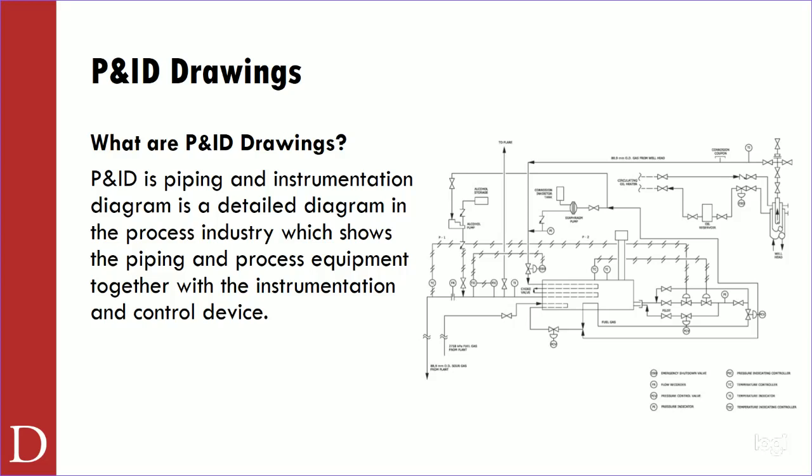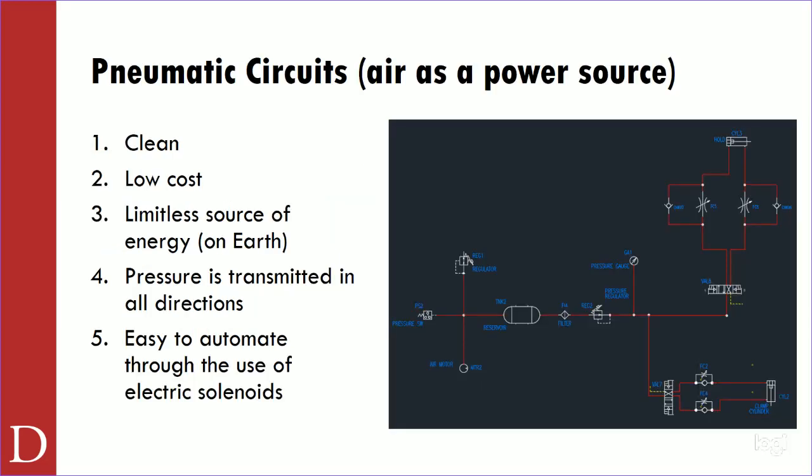It's a detailed diagram in the process industry which shows the piping and process equipment together with the instrumentation and the control device. So that's what we're really looking at. When you look at these lines in here, you'll see some of the lines have dashes, some of the lines are straight. That could be a mechanical connection, that could be an electrical connection, that could be piping. In some cases, your components will be white in the middle, and that could be a pneumatic component, and they may be filled in. That could be a hydraulic component.